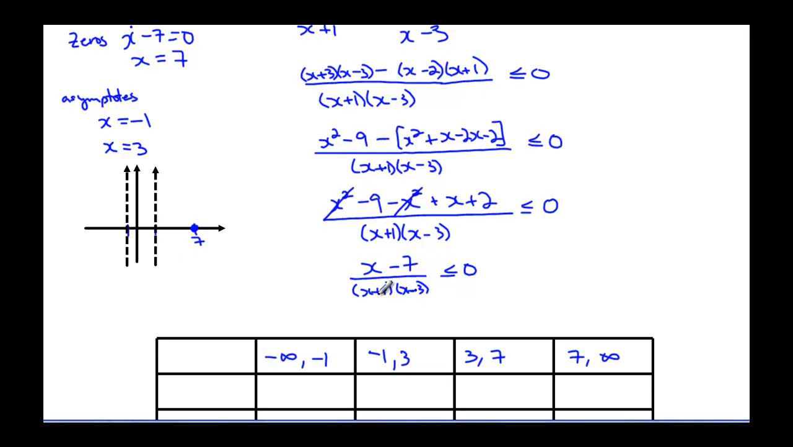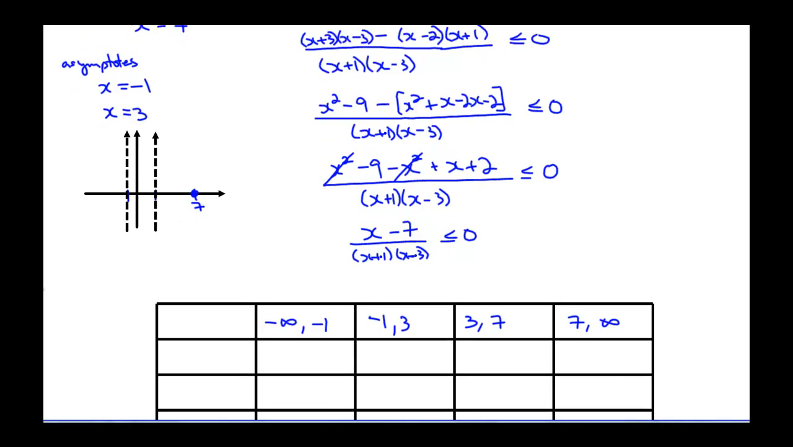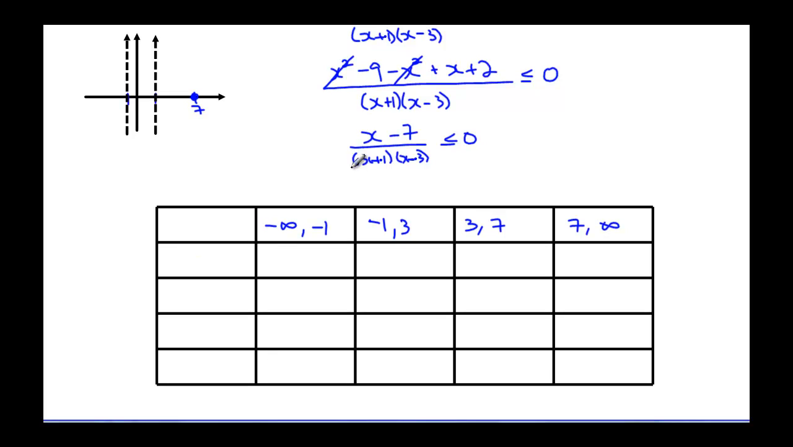And now I take a look at each one of my factors, and I put my factors in here. So I'm going to have here x minus 7. Another one I have here is x plus 1. And then I have x minus 3. And then the last row here is for the whole thing. So we have x minus 7 all over x plus 1, x minus 3. Okay, so we need to look at these things here, and this is the overall thing.